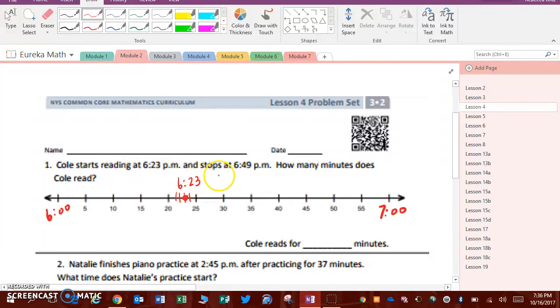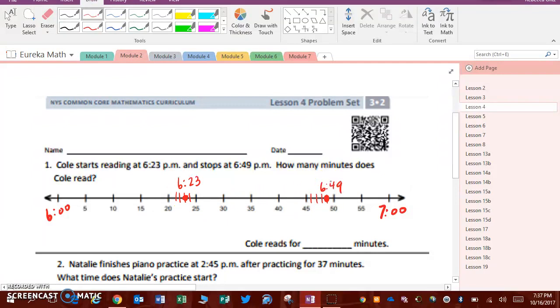And he stops at 6:49. So I need to go down my number line. 49 is more than 45 but less than 50. So here's 46, 47, 48, 49. So at 6:49, this is when he stops. So now I have to find how many minutes elapsed or passed between 6:23 and 6:49.